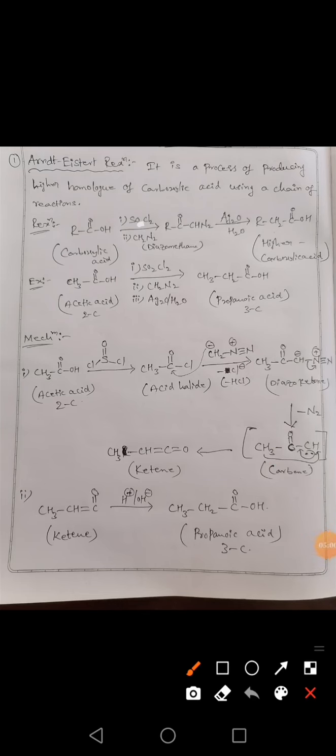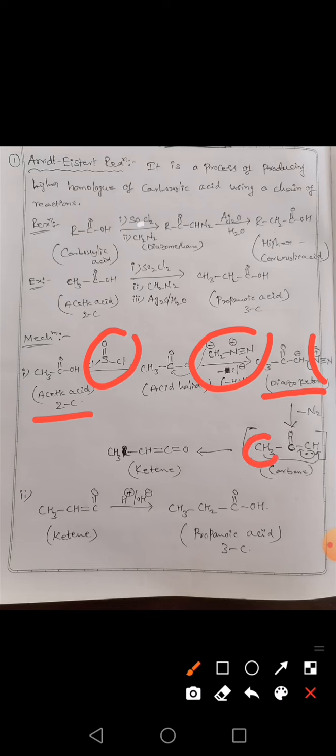Already we finished two reactions. See here, acetic acid reacted with the first reagent, thionyl chloride, which converts it to an acid halide. This acid halide reacts with diazomethane, the second reagent, giving the diazoketone. By removal of N2 from the diazoketone, we get a carbene. This carbene is very unstable. Now in this carbene, the lone pair is shifted between the carbonyl carbon and CH carbon, and at the same time the CH3 is shifted onto the CH carbon. Due to this rearrangement, the carbene is converted into a ketene.